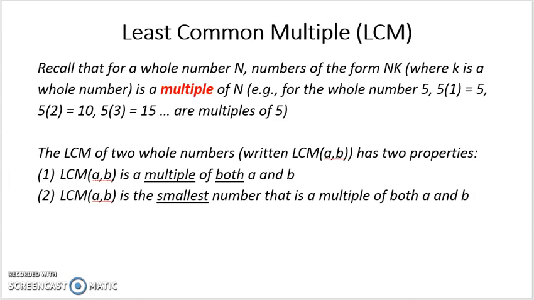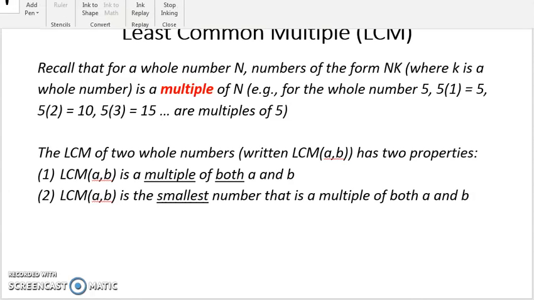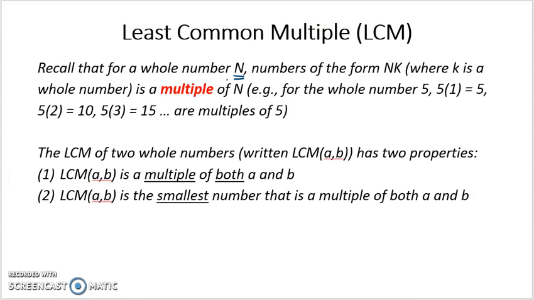The least common multiple is a multiple, and what does that mean? For any number n, a multiple of n is a number of the form n times k, where k is a whole number. Numbers of that form are multiples of n.